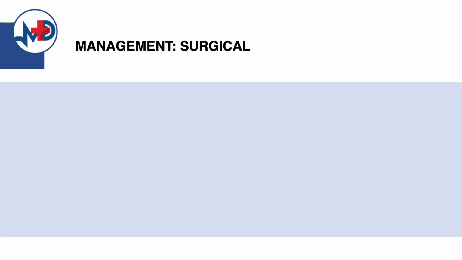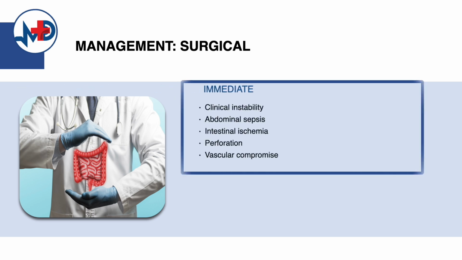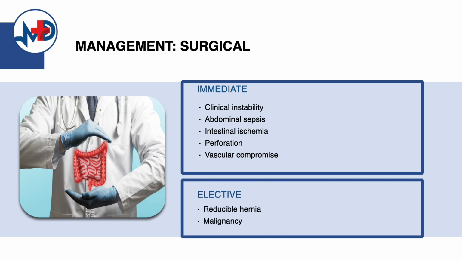Let's take a look at surgical management. Peritonitis or clinical instability or an unexplained leukocytosis with acidosis are concerning for abdominal sepsis, intestinal ischemia, or perforation, and these findings mandate immediate surgical exploration. Stable patients with a history of abdominal malignancy or high suspicion for malignancy can be thoroughly evaluated for optimal surgical planning.